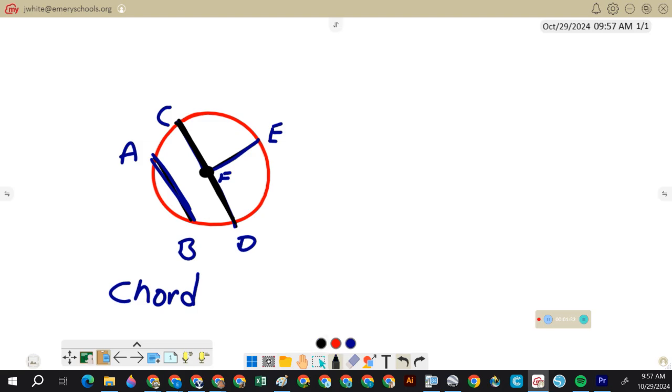And then it might ask you something like, if the length of CD is 10, what is the length of FE? And CD is a diameter, and FE is a radius, so we would just take 10 and divide it by 2.